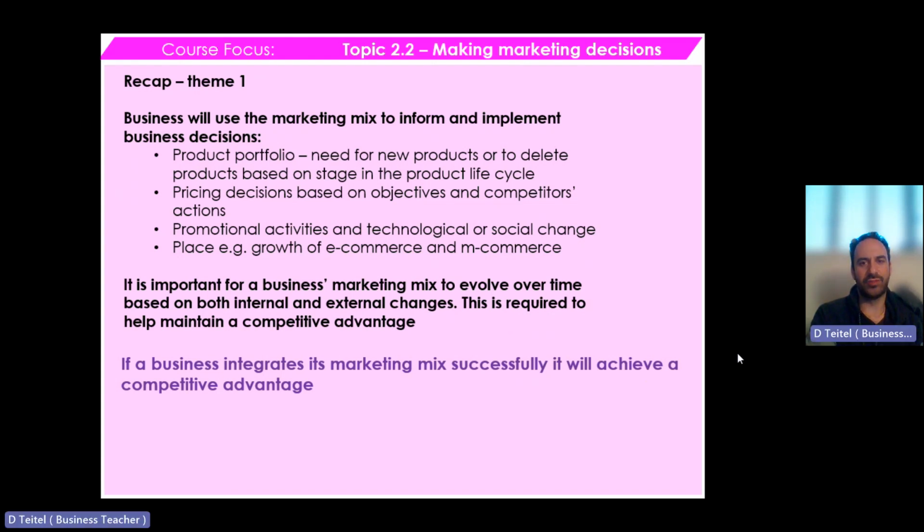Promotional activities and technological or social change, and place. So the growth of e-commerce and m-commerce. So these are the ways that the marketing mix has changed over time. It is important for businesses' marketing mix to evolve over time based on both internal and external changes. This is required to help maintain a competitive advantage. So if a business integrates its marketing mix successfully, it will achieve a competitive advantage.